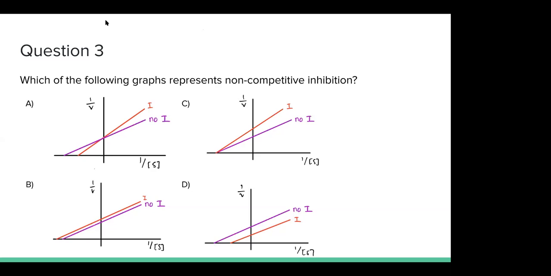Okay, does anyone want to explain how they got their answer? If Vmax is getting lowered, because it's a reciprocal, it's going to increase on the y-axis. So I just looked at answer choice C because the line for the inhibitor is higher. Yeah, great. And Km is also unchanged, so both lines will have the same x-intercept.